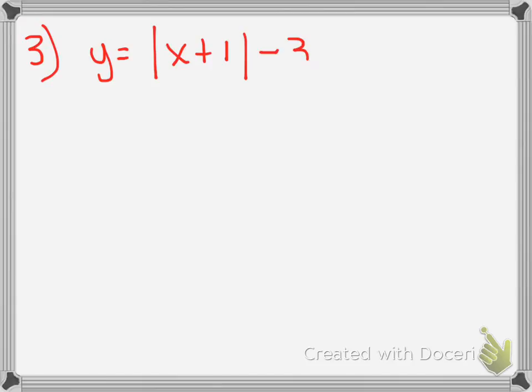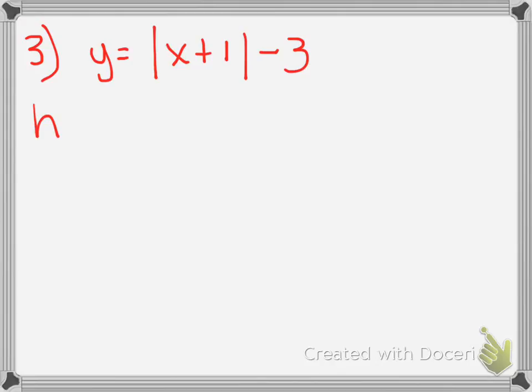All right, so now we have part 2 of this lesson. So let's have a third example. We have y equals the absolute value of x plus 1 minus 3. So here we have two things going on. The first two examples, the first one was a horizontal shift, the second one was a vertical. Here it's a mix, it's both.